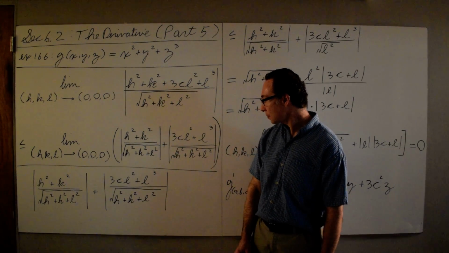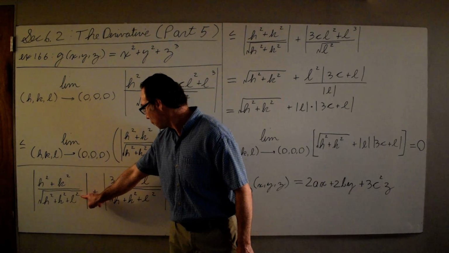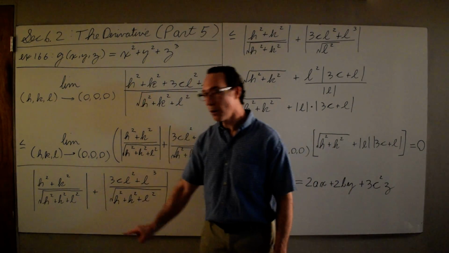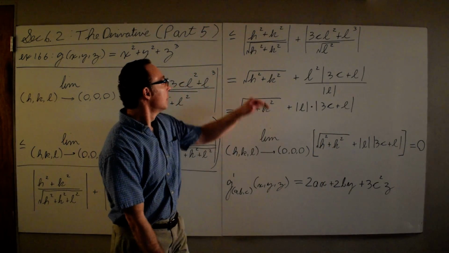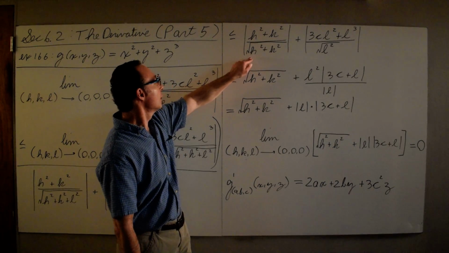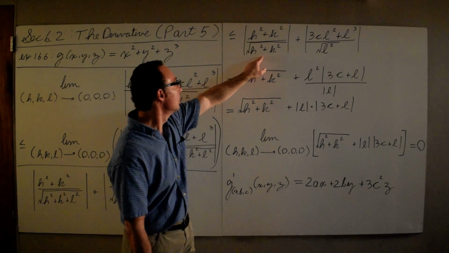Now, here's why we broke this up. Because for the first fraction, we can disregard the L squared. So we take away the L squared. That makes the denominator smaller. That makes your fraction larger. So that preserves an inequality.